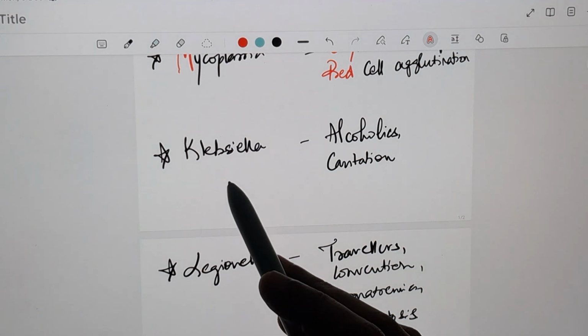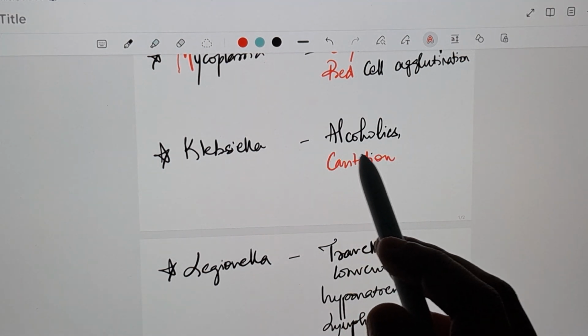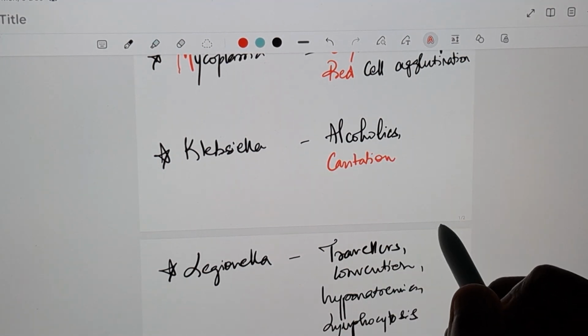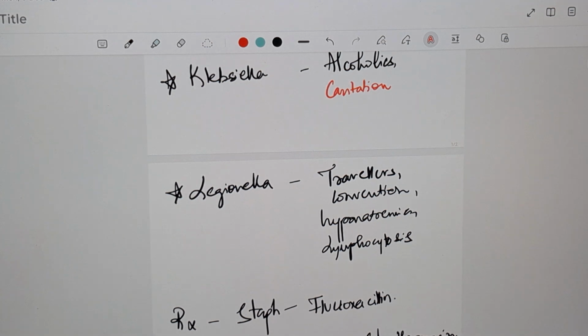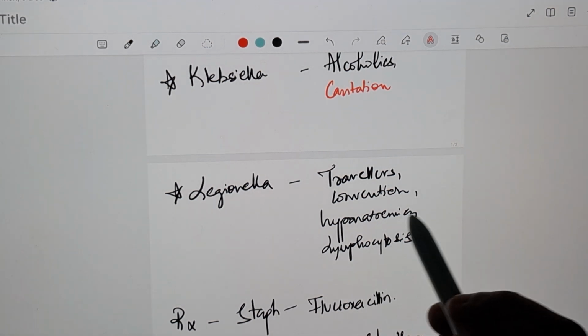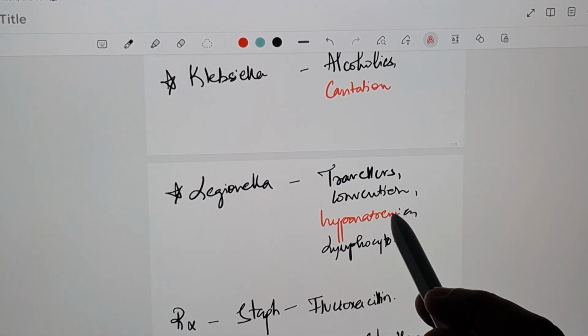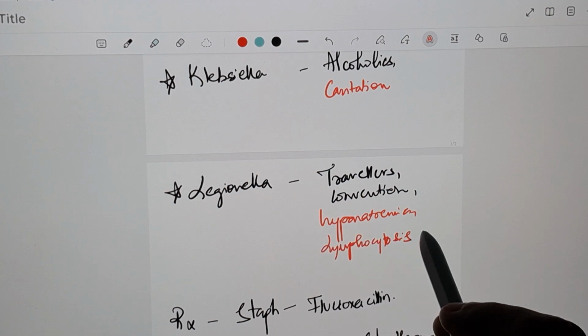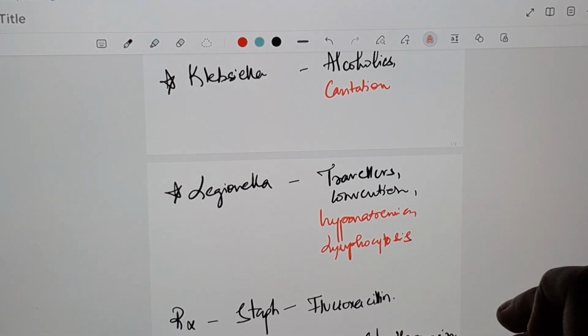Coming up next, Klebsiella. It is also a cause of cavitatory pneumonia, and it is commonly seen in alcoholics. Legionella, we all know Legionnaires' disease, traveler's pneumonia. It is most commonly associated with hyponatremia and lymphocytosis on the blood picture.